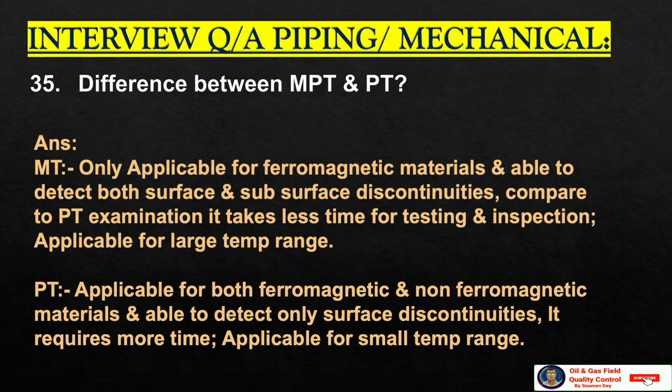What is the difference between MPT and PT? MPT is only applicable for ferromagnetic materials and is able to detect both surface and subsurface discontinuities. Compared to PT examination, it takes less time for testing and inspection, and is applicable for a large temperature range. Whereas PT is applicable for both ferromagnetic and non-ferromagnetic materials and is able to detect only surface discontinuities. It requires more time and is applicable for a small temperature range.